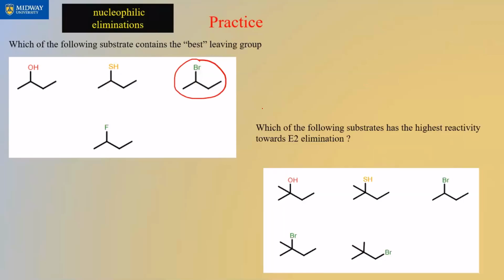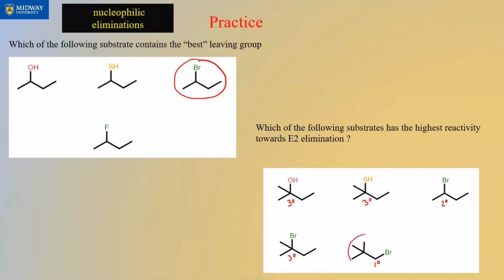Okay, and then which of the following substrates has the highest reactivity towards elimination? Like I said, if your leaving group is attached to a carbon that's either methyl or primary, that typically has the highest tendency. And this is a tertiary. This is a secondary, this is a tertiary, and this is a primary. So these are the carbons where the leaving groups are attached. So that means elimination reactions are generally favored by methyl or primary substrates.